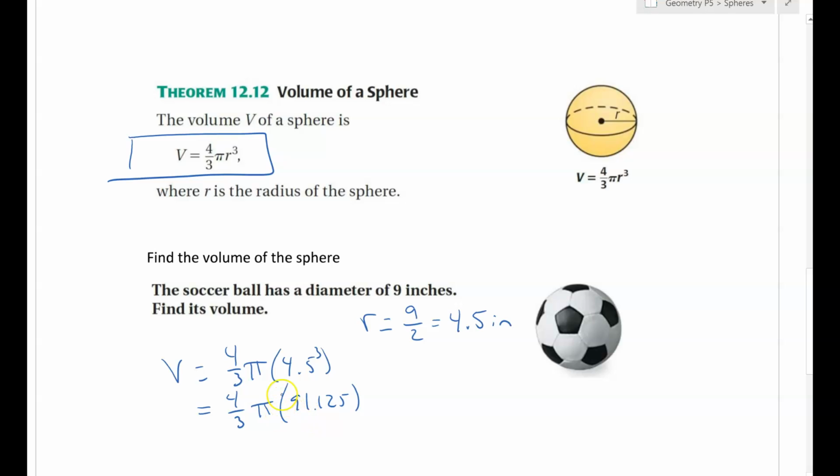Okay, so then you could take that number and divide by 3, and you get 121.5 pi. Okay, again, you can type that in one shot on your calculator to get the answer. 121.5 pi, when you multiply that in the calculator or from the very beginning, you're going to get around 381.7 inches cubed.